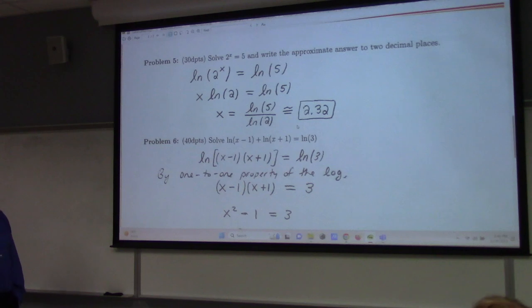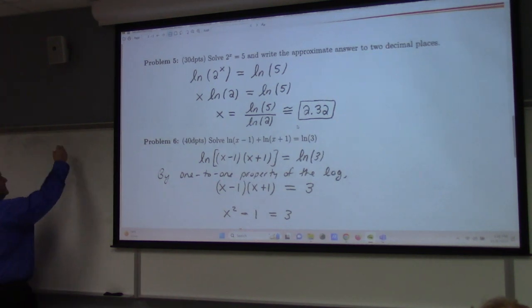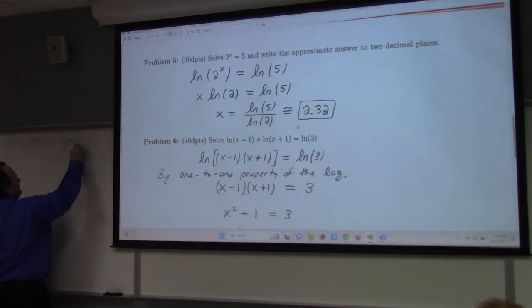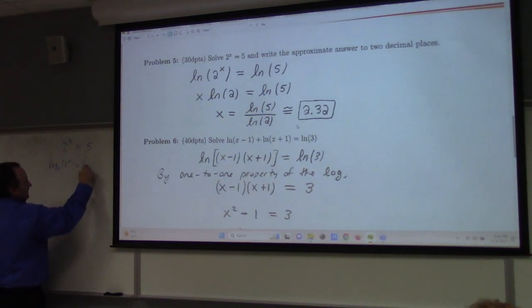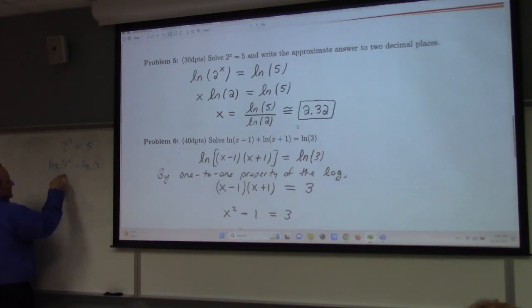Anybody solve this a different way? Yeah. Log base 2. Excellent. Now your answer looks really different, doesn't it? Let's look at his solution. So he was like 2 to the x equals 5. The natural enemy of 2 to the power x is log base 2. So I log base 2 this equation, and good news, log base 2 of 2 to the x is x. And so there you go, answer.